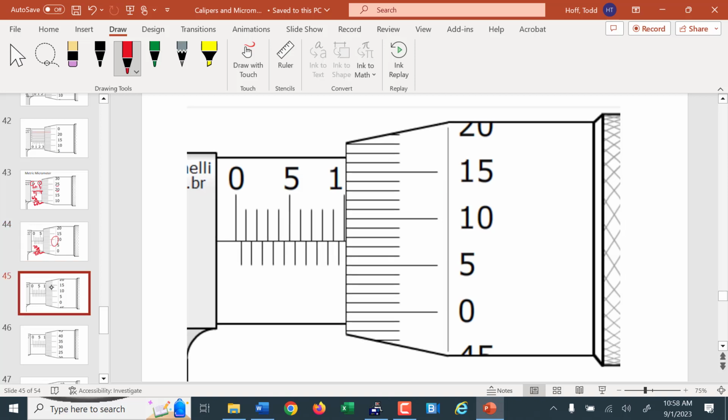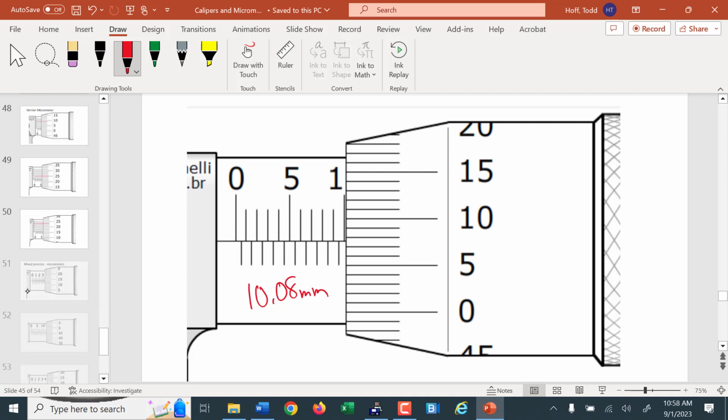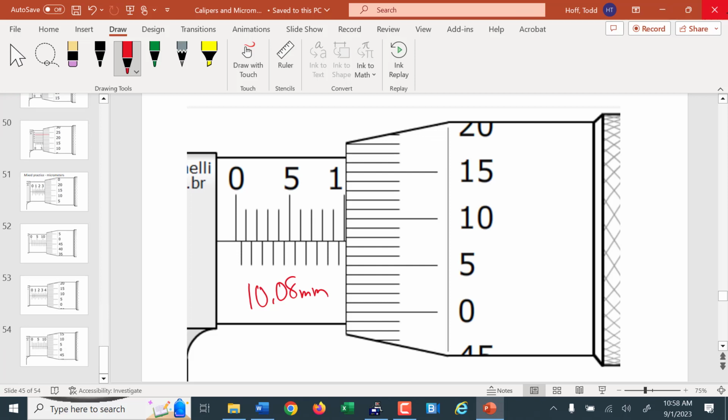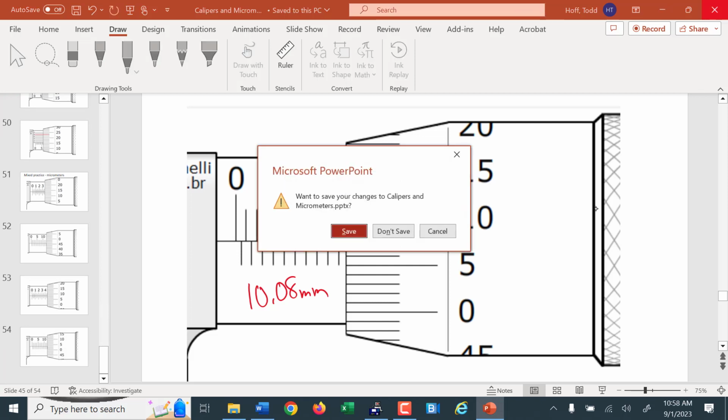I'll give you a minute to read this one on your own, then we'll put it together here. So what's that reading? 10.08. You got it. Any questions on inch or millimeter micrometers? Okay. We're going to call it good for those.